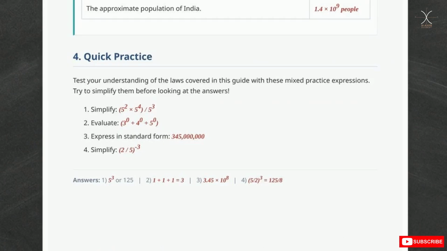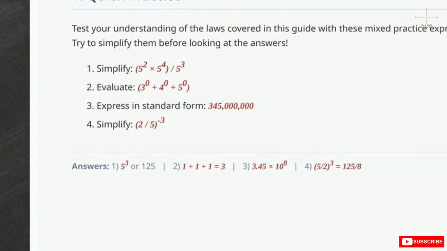Pause the video right here and try to simplify this expression. 5 squared times 5 to the 4th divided by 5 cubed. First, we combine the numerator. The bases match, so we add the exponents 2 and 4 to get 5 to the 6th. Then, applying the division law against the denominator, we subtract 3 from 6. This leaves us with our final simplified answer, 5 cubed, or 125.